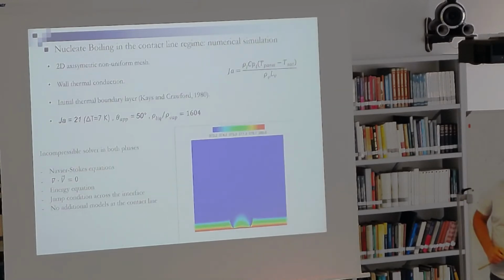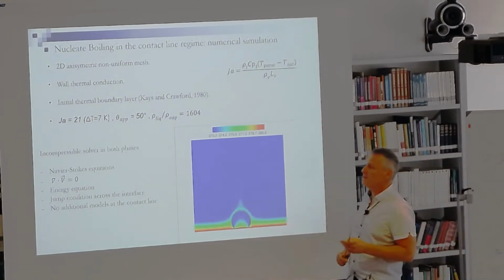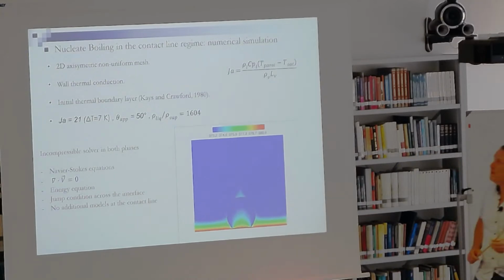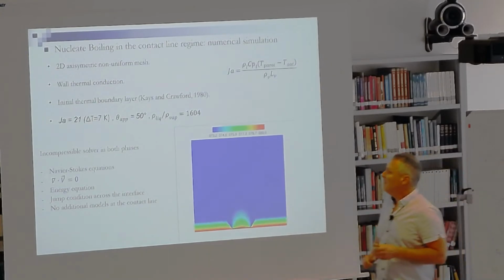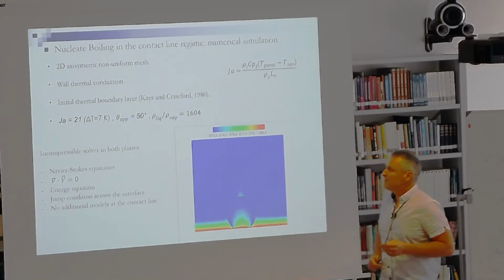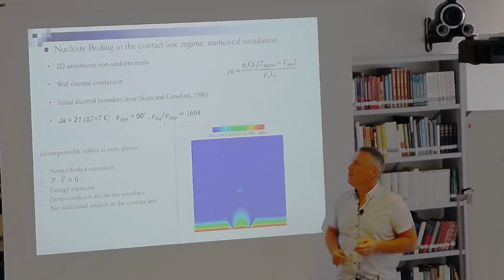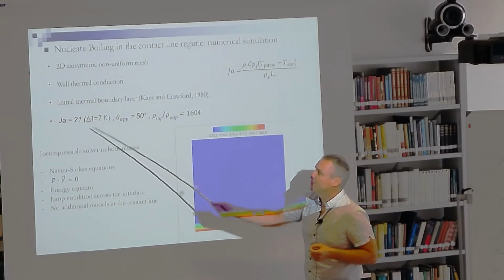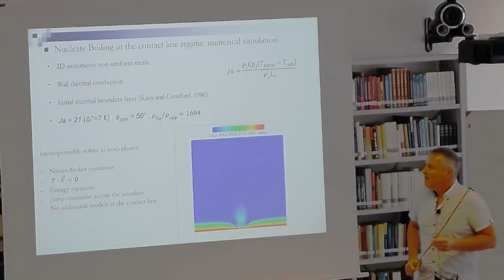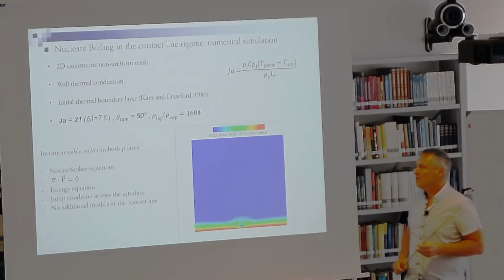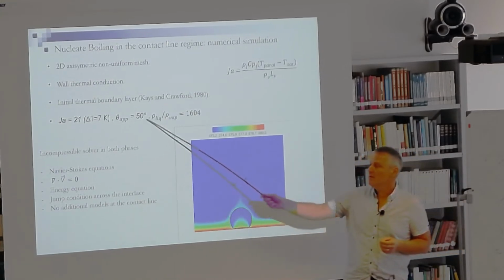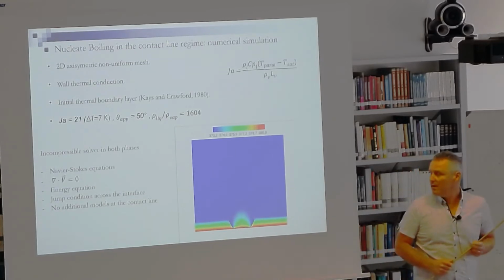Just some preliminary results in the contact line regime that we obtained several years ago. In a simple case, we have done some axisymmetric simulation with wall thermal conduction for a Jacob number of about 20 to 21, which corresponds to a wall superheat of 7K, with an apparent contact angle of 50 degrees, which is typical of water.